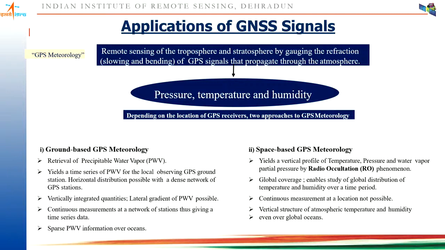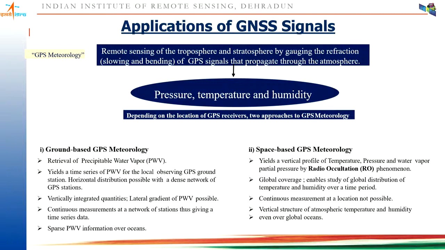But over the oceans, in sparse areas, we cannot fix course and such things. It may not be that easy here. So similarly, on the other side, GPS meteorology is space based. It yields a vertical profile of temperature, pressure, and water vapor partial pressure by the radio occultation phenomenon. The technique is basically called radio occultation. I will come to that point.